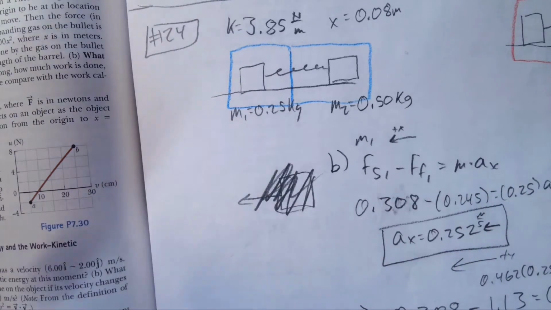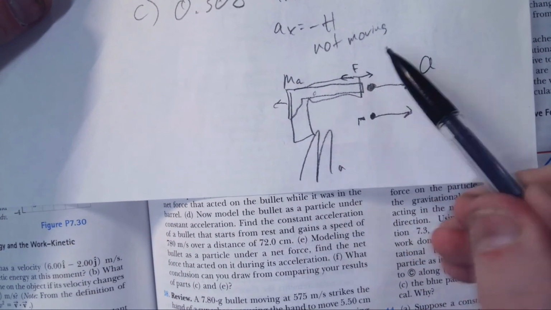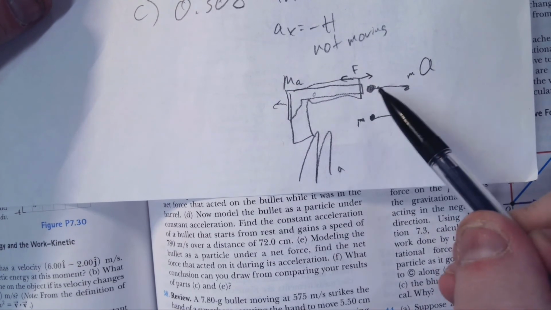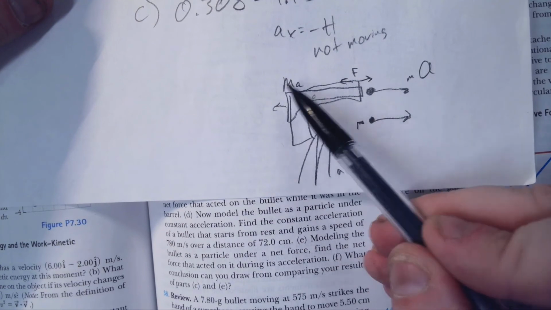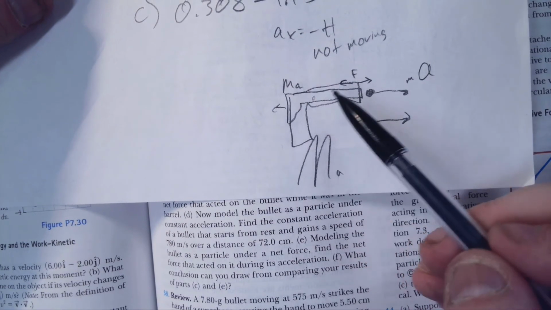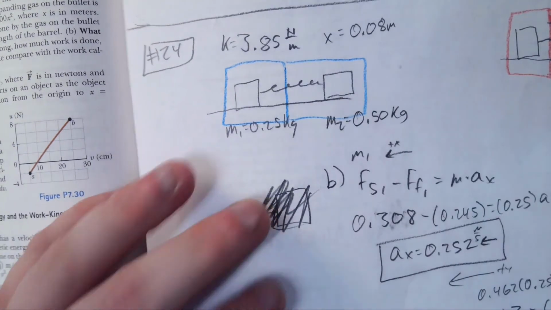So I made it very akin to a rifle and a bullet. The force is the same, but the mass of the bullet is smaller, so it has a bigger acceleration, and the mass of the rifle is bigger, so it has a smaller acceleration. So back to this. They're asking us to figure out the acceleration on both blocks.